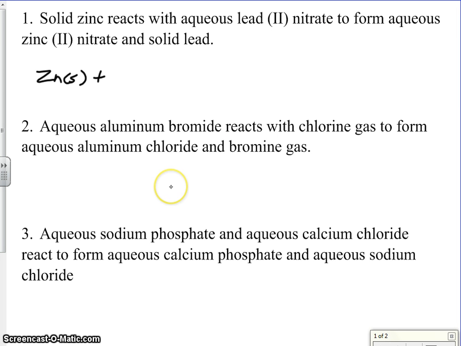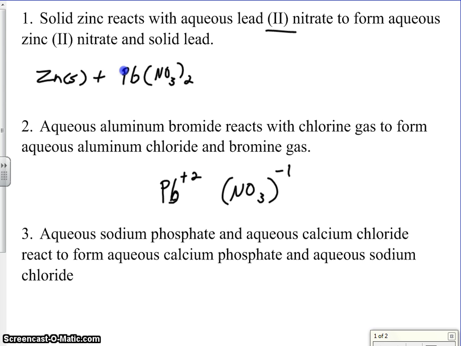Let's come down here and try writing lead II nitrate, because this is where some of you are having issues. Lead is Pb, and it is a +2 charge. Remember, anytime we see the Roman numeral II, that is the charge of the transition metal. Nitrate is NO3, a polyatomic ion with a -1 charge. We cross and swap, and lead II nitrate is Pb(NO3)2. Aqueous is the symbol we put outside of that, which is (aq), showing that it's a solution.